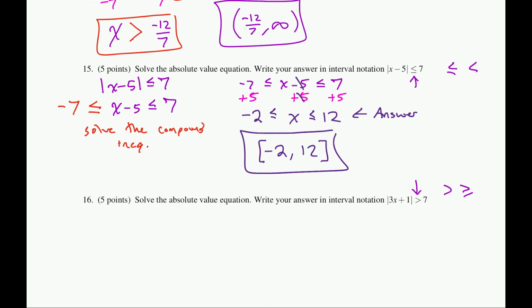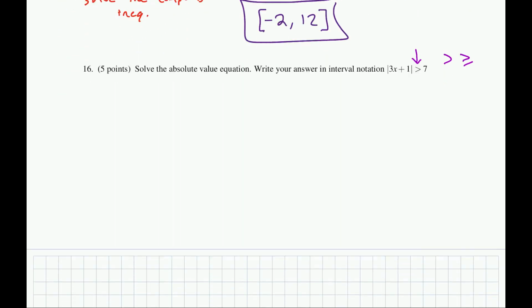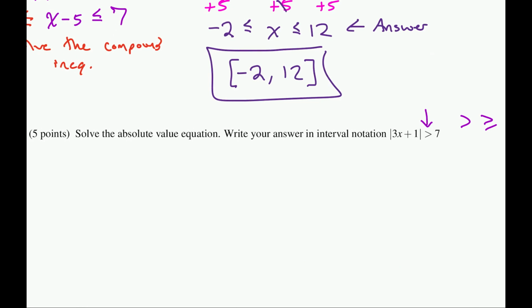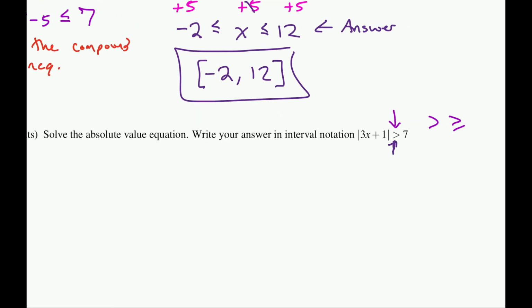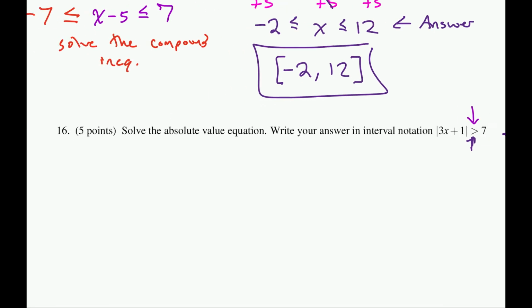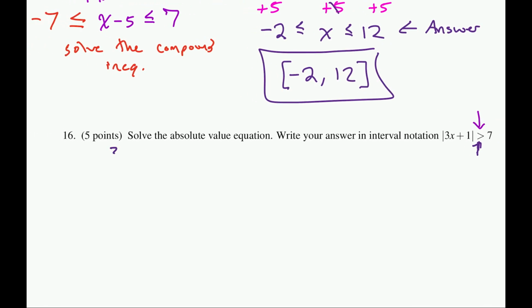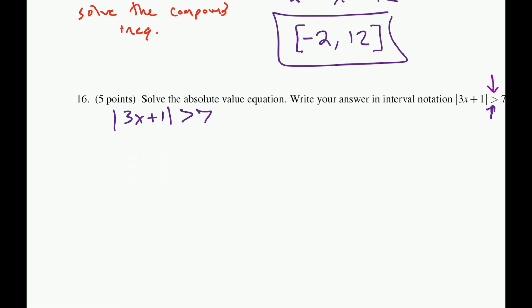Okay, last question. Now the last question here, again, the symbol is the big deal. So you do not do this like we did the previous problem, because this is pointing in the opposite direction. It's a greater than. In this case, you go from 3x plus 1, in this case, greater than 7, and it splits up this way, not into a compound inequality. What you get is 2 separate inequalities.